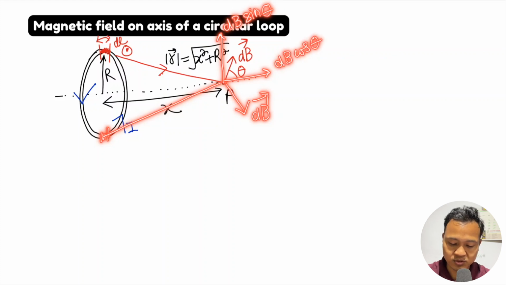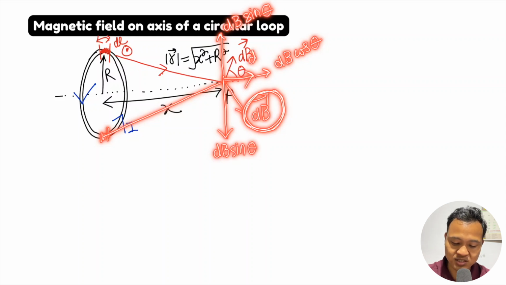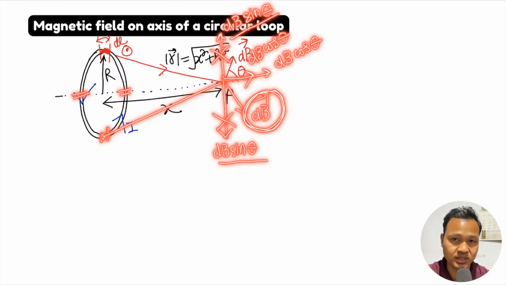So if I find the components of this one, dB sin theta is in one direction and dB cos theta in another. For the opposite elements, the dB sin theta components are equal and opposite, so they will cancel out. All the dB sin theta components will get cancelled out. All the dB cos theta components will add up as if they are all in the same direction.